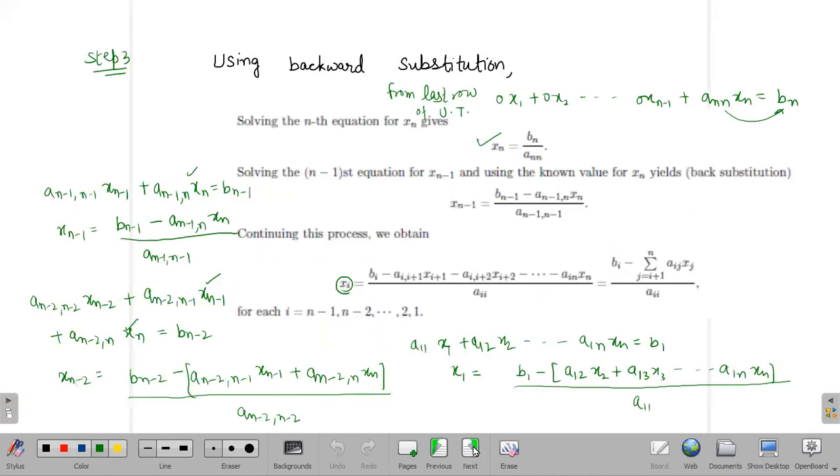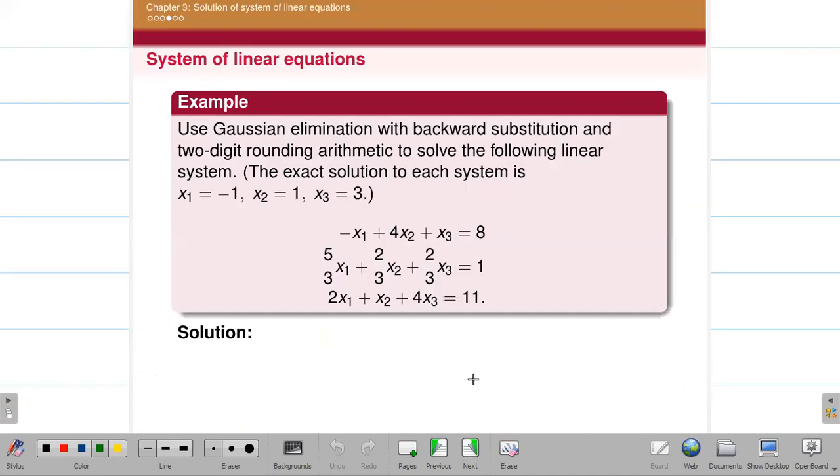Yes, so let us do one example. Use Gauss elimination with backward substitution and two-digit rounding arithmetic to solve the following linear system. You should know about two-digit rounding arithmetic. Remember from the first chapter, two-digit rounding. It means in the calculation you have to take two digits only, with rounding.